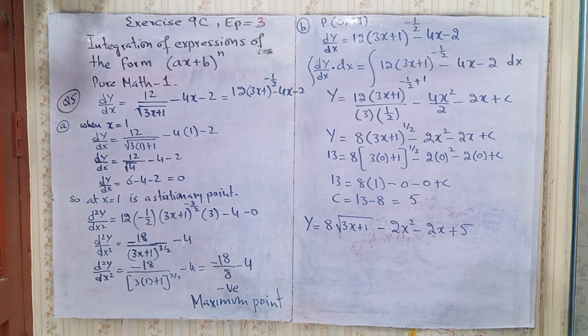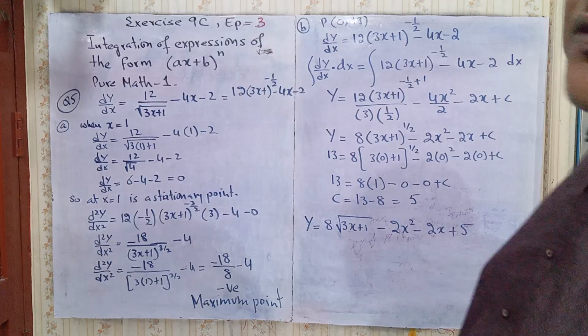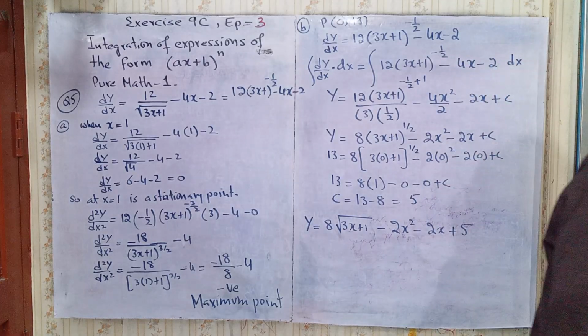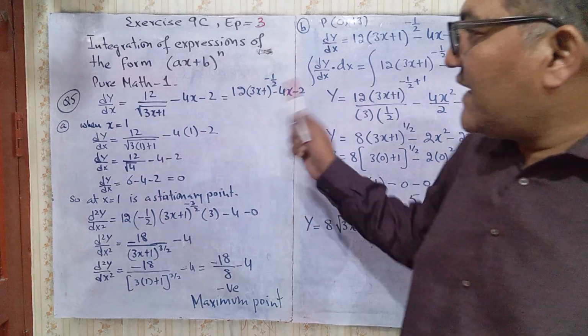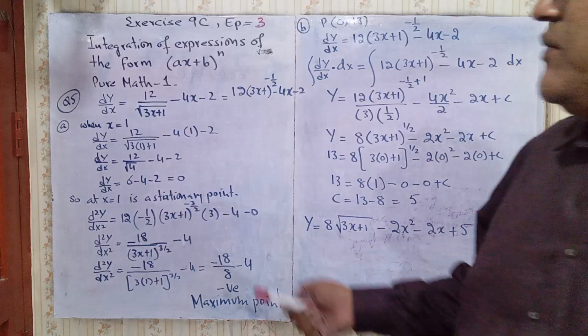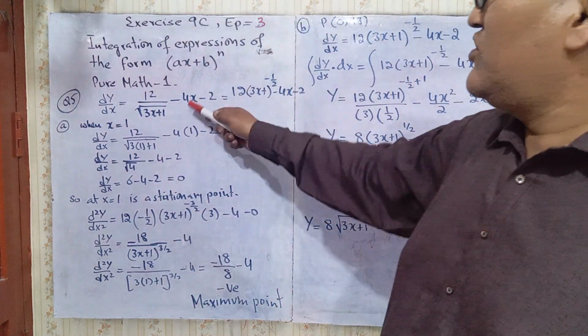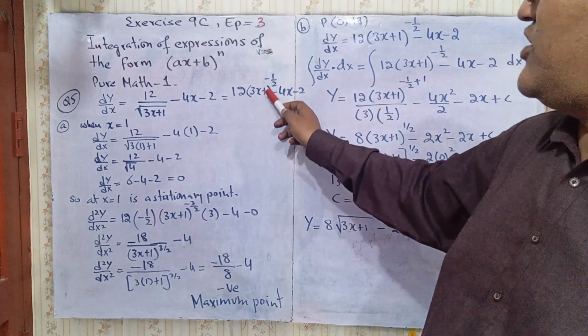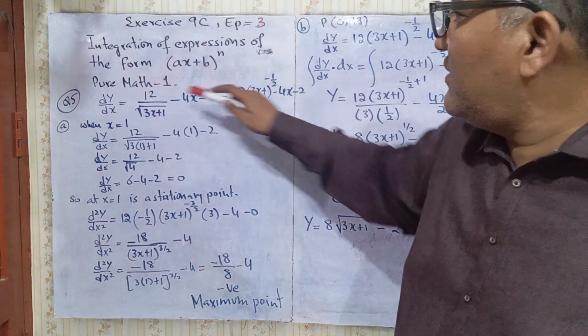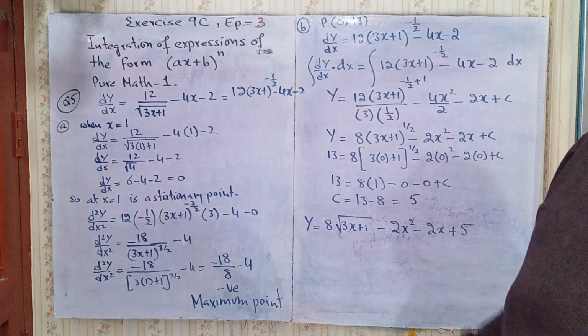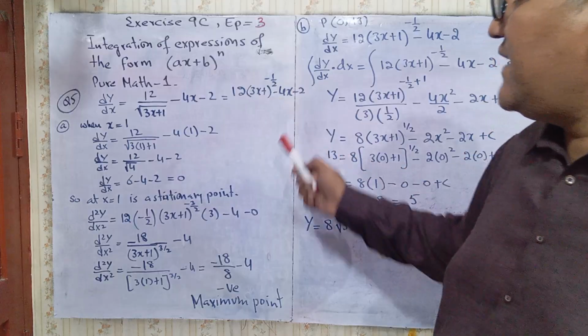Okay. So in part A, we have to prove that there is a stationary point at x equals 1. The dy by dx is given, and this can be written as 12 into (3x plus 1) raised to the power minus 1 by 2, bringing it upstairs. The rest of the expression is the same.